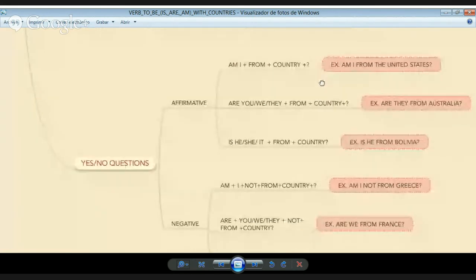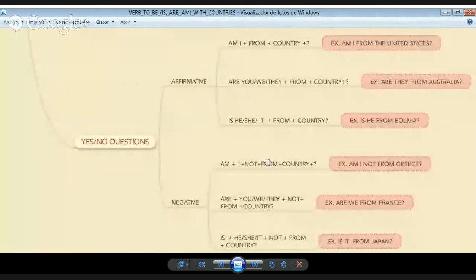If we go to the affirmative yes no questions, también podemos hacer usando el verbo to be.